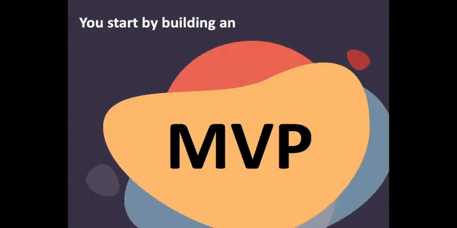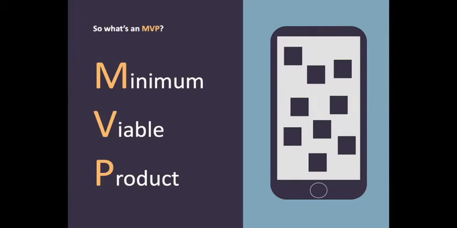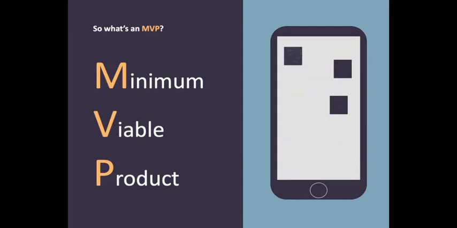You start by building an MVP. So what is an MVP exactly? An MVP stands for the minimum viable product, right? So basically, you take everything you want to do with your app, your idea, your business, and you strip it down to the absolute barest minimum. The least amount of stuff you can put in it, you start taking things out.